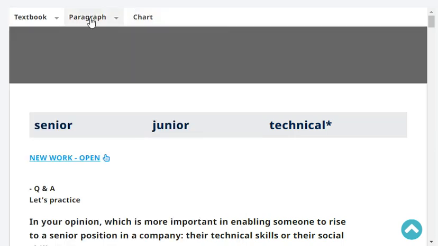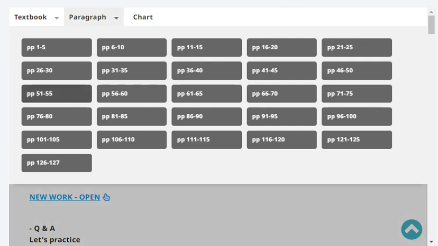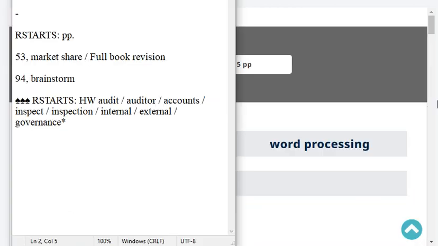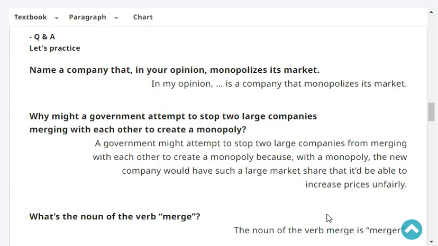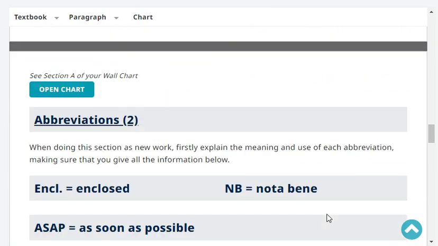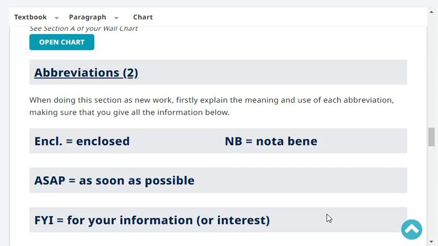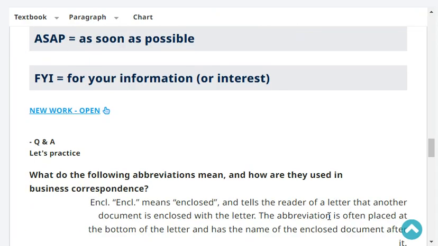Page 53. Our last head word was market share, full book. Market share revision. Okay, let me scroll down to 53, market share. Okay, here we go. Let's start. Next, page 54. Here we go, 54. Oh, it's the abbreviation.